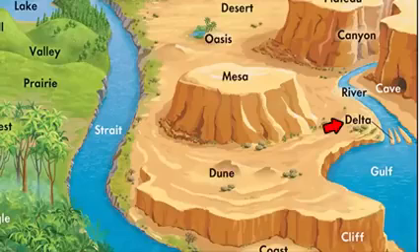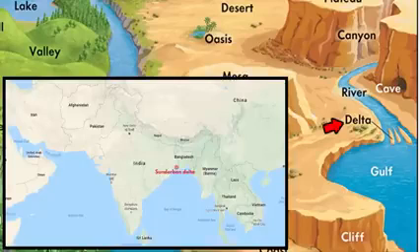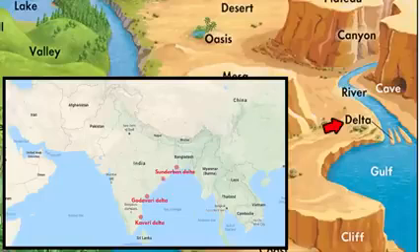In India, you will find deltas at all those places where major rivers meet the Bay of Bengal. For example, the Sundarban Delta, Godavari River Delta, Kaveri River Delta, Mahanadi River Delta, Krishna River Delta and Bhitarnika Delta.